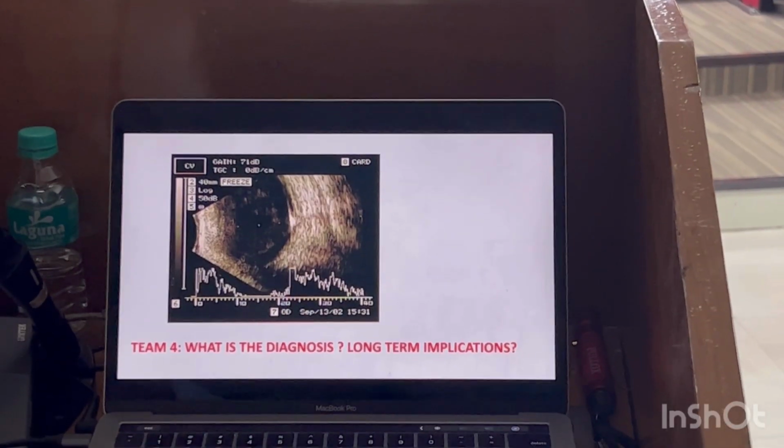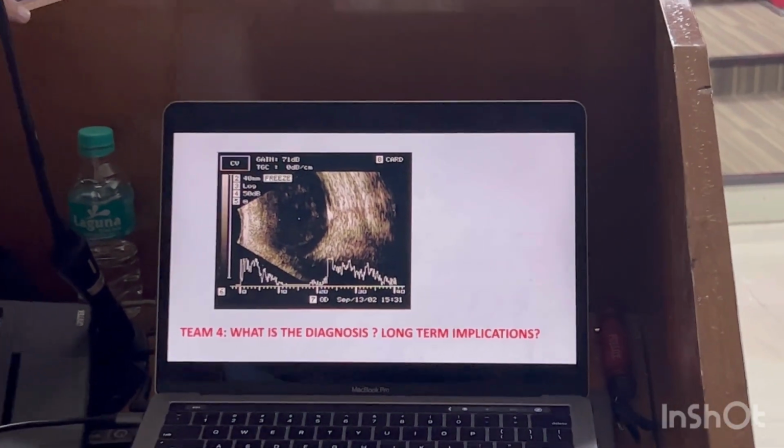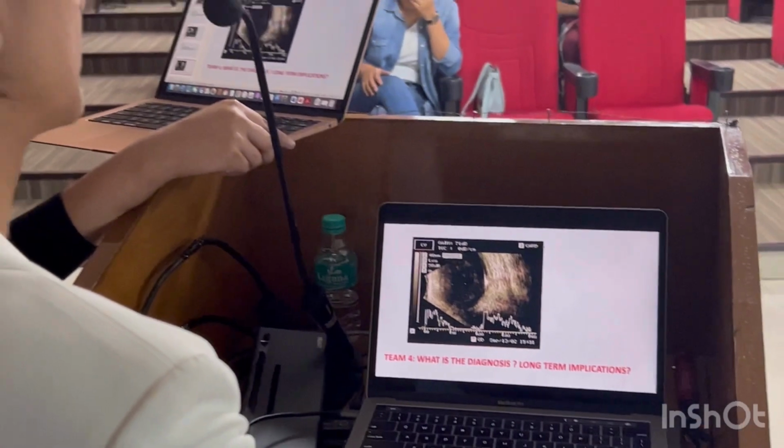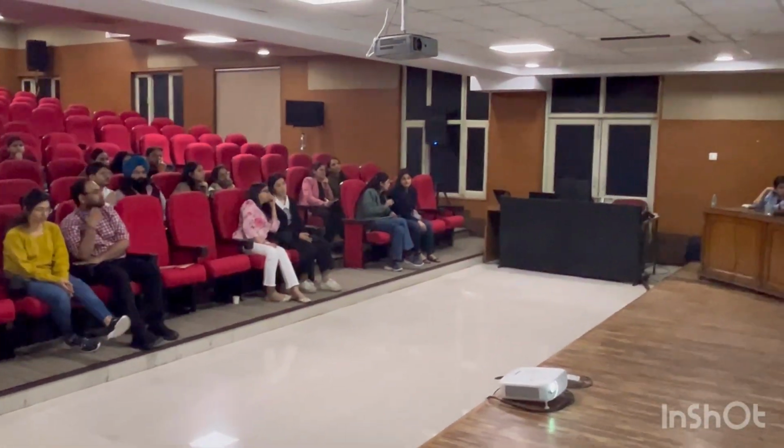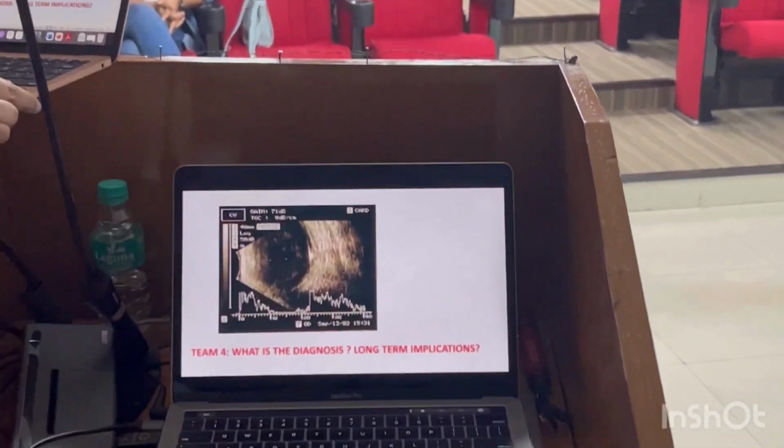What are the long-term implications of it? So first identify what is it. So what is the abnormality that you can see? T-shape. What is this that you are seeing? Is it normal? Is it abnormal? What is this? Something over the optic disc.